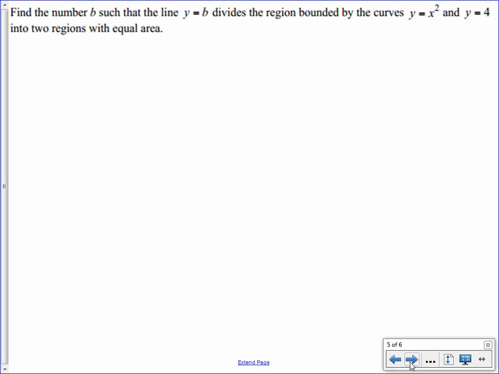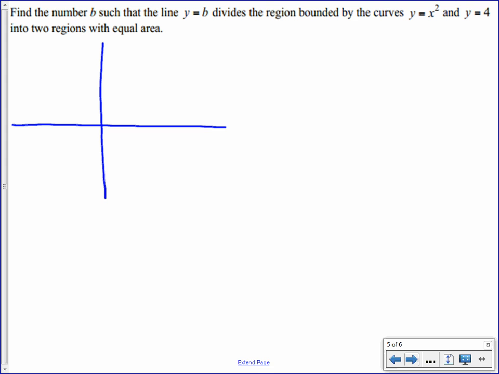Sorry, that's kind of small. So this is our last problem. Find the number b such that the line y equals b divides the region bounded by y equals x squared and y equals 4 into two regions of equal area. So what are we dealing with here?